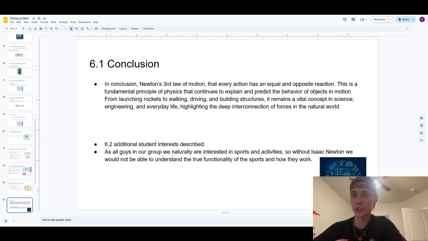6.1, the conclusion. In conclusion, Newton's third law of motion: for every action, there is an equal and opposite reaction. This is a fundamental principle of physics that continues to explain and predict the behavior of objects in motion. From launching rockets to walking, driving, and building structures, it remains a vital concept in science, engineering, and everyday life, highlighting the deep interconnection of forces in the natural world.